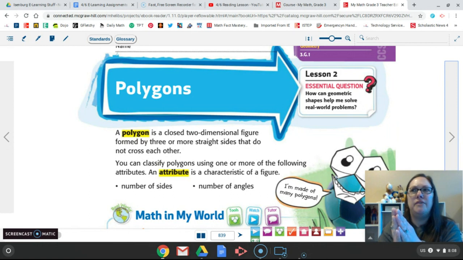So think of it sort of like a door. You can't have any doors open in your shape. All of your shape has to be closed. And then all of the sides have to be straight. So you can't have any wiggly lines in order for it to be a polygon. And your sides should not cross each other.